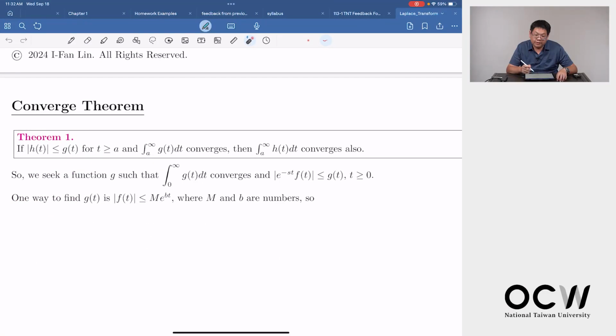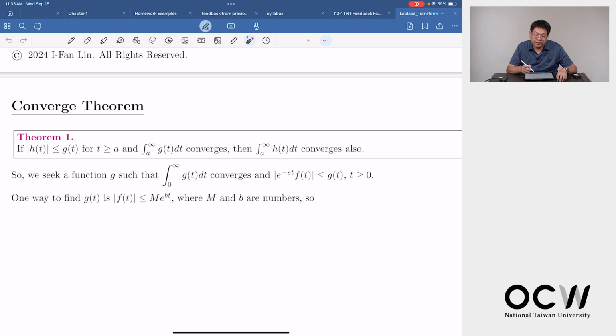So I have 2 functions. If the absolute value of this h function is less than the g function, and the g function converges, then of course h should converge. So we can try to find a function g such that the integral of g converges, and also the function times e to the minus st is less than this function g. So how do we find this g?